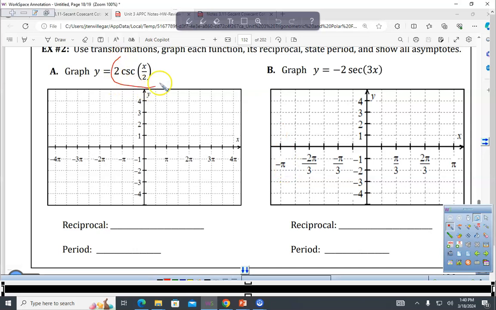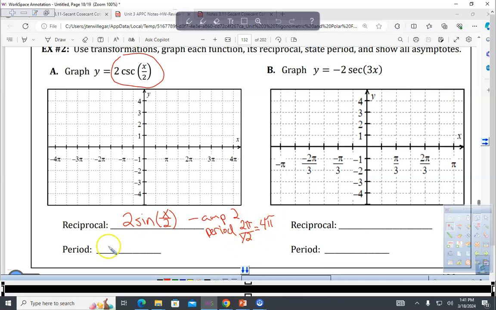Alright, so I'm looking at this function. Now what I'm actually going to graph, or think about, is my reciprocal. The reciprocal of cosecant is sine. So I'm going to graph 2 sine of x over 2. According to this, I would have an amplitude of 2 and a period of 2 pi over 1 half, which is 4 pi. And that's true. My period is found the same way.